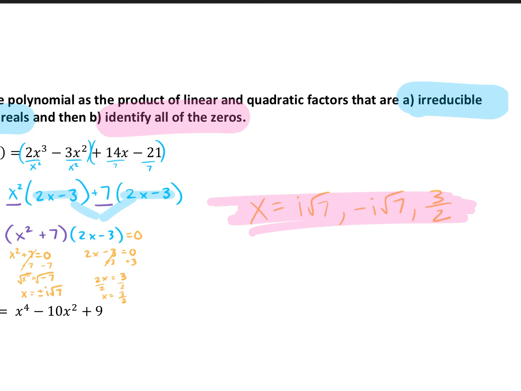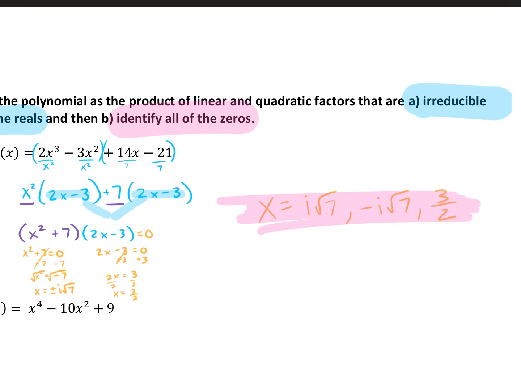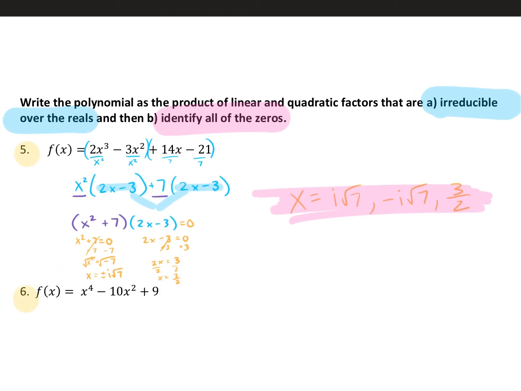The other part of this question says that we have to write the polynomial as a product of linear and quadratic factors that are irreducible over the reals. So irreducible over the reals means that we can't have imaginary. We can't have i's in our answer. So usually we would put x minus this zero, x minus that zero, but here I have i's. So I can't. So I have to go back to before when I factored that, which would be this step.